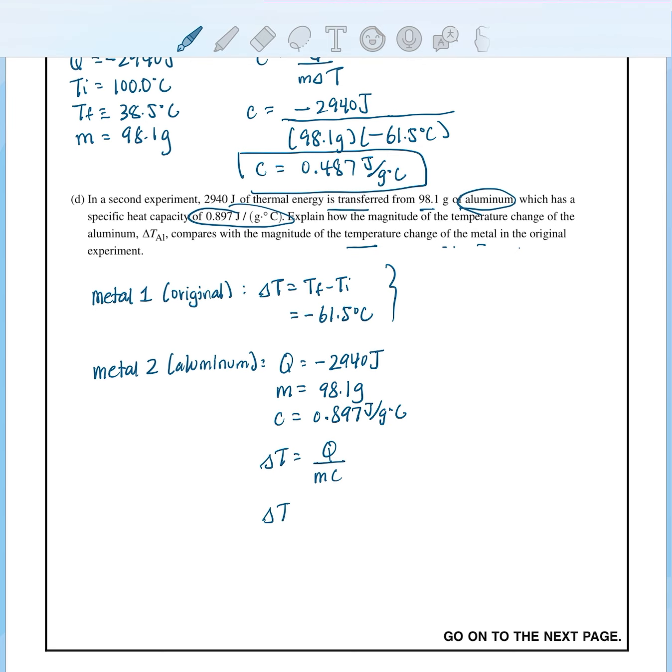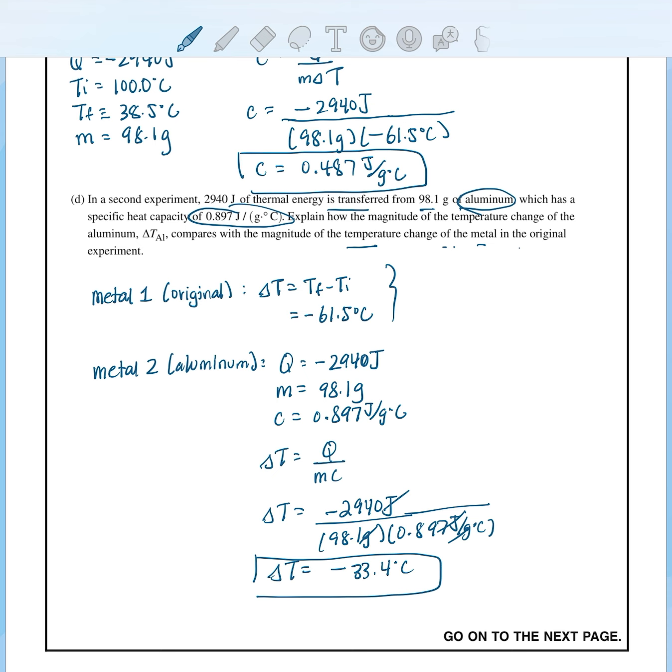And let's see what we get here. So Q is negative 2940 joules. The mass is 98.1 grams. And the specific heat capacity is 0.897 joules per gram degree Celsius. Joules will cancel out. Grams will cancel out. I'll get a delta T. It's negative 33.4 degrees Celsius.